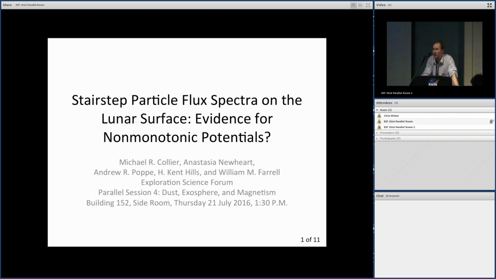And these types of spectral forms have been observed in the SIDE data, the superthermal ion detector experiment data on the lunar surface. SIDE are ion spectrometers set up on the lunar surface by the Apollo astronauts.